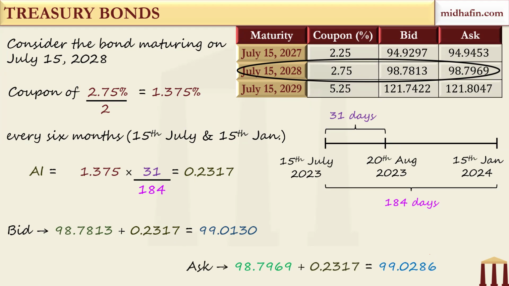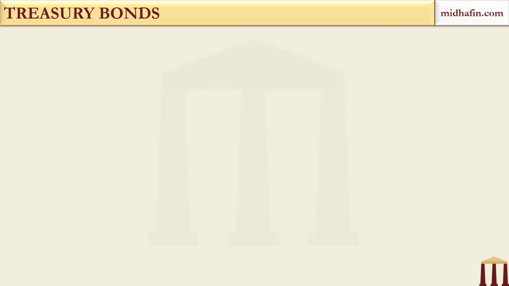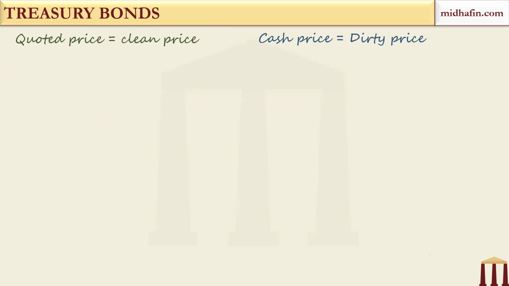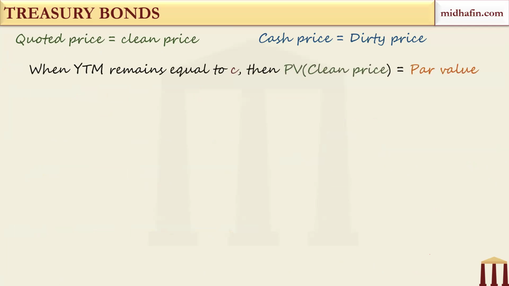And ask price is the price at which the market maker will sell. Here also you can see the ask price is greater than the bid price, the cash prices. So clearly the market maker has a commission margin here. Now let's talk about some more detail about the clean price and cash price. Quoted price is also called clean price, and cash price is also called the dirty price or market price.